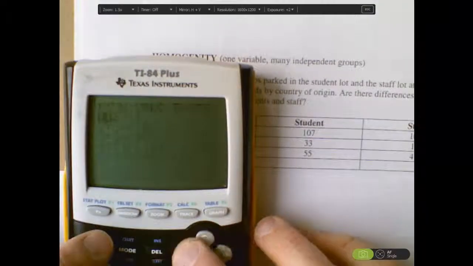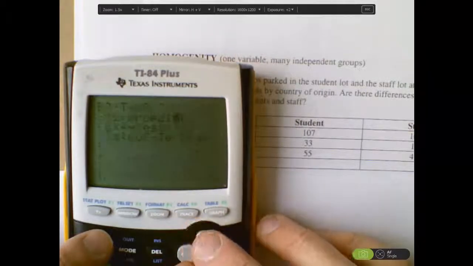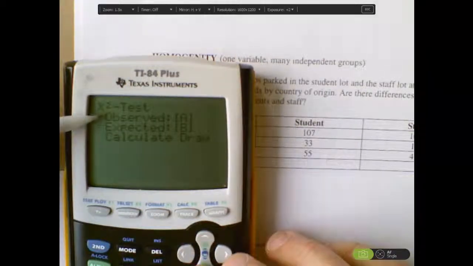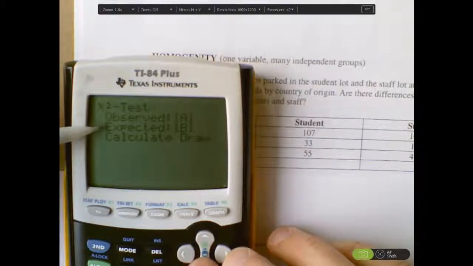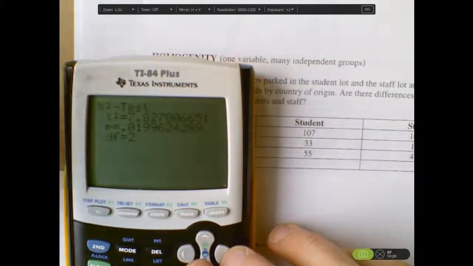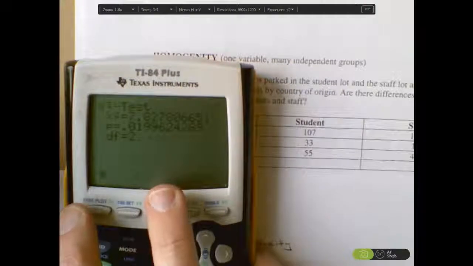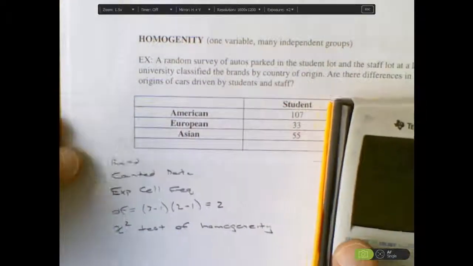Then I'm going to go to stat test and I'm going to run the chi-squared test. My observed values are already in matrix A. I want the expected values to be put in matrix B. Calculate. So I'm going to come back to that in a minute.